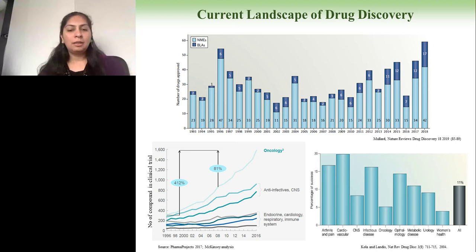There are various reasons behind this high attrition rate. A, there is a limitation of efficacy. B, there could be toxicity that was not discovered in preclinical testing, lack of efficacy, lack of biomarkers, lack of knowing the right population to target the drug, and hence for various reasons drug discovery has seen a small amount of success in terms of getting drugs approved.